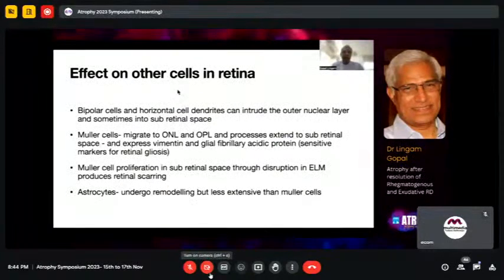The bipolar and horizontal cell dendrites also are affected because the rod spherules and cone pedicels now retract into the outer nuclear layer from the outer plexiform layer, where they're actually synapsing with the dendrites of the bipolar cells and horizontal cells. Hence, these dendrites now grow into the outer nuclear layer and sometimes all the way into subretinal space as well. Mueller cells also migrate to the outer nuclear layer and outer plexiform layer, and their processes can extend into subretinal space, causing retinal gliosis.